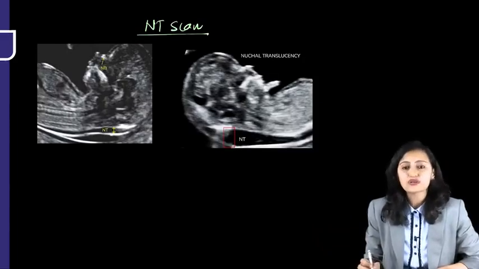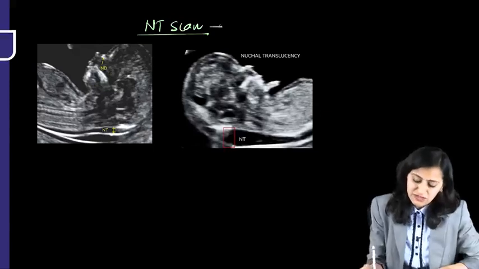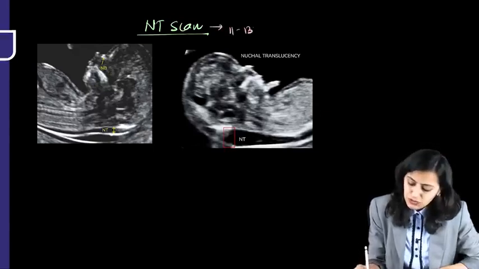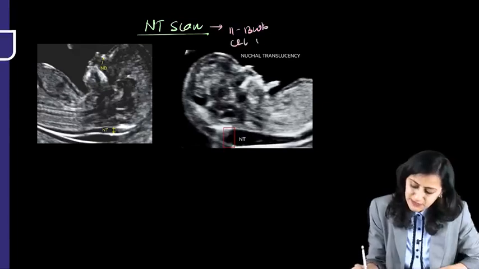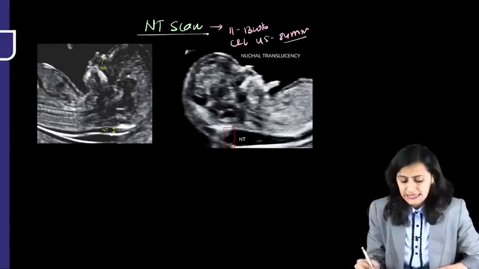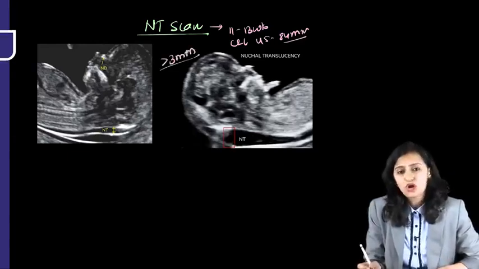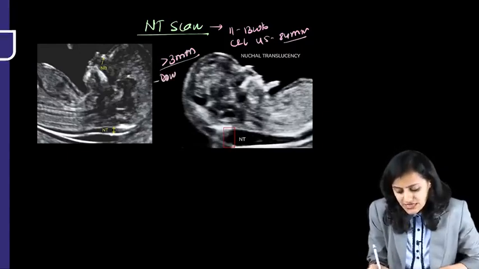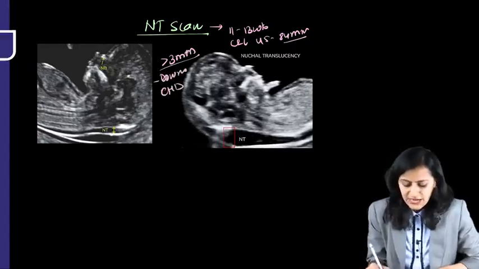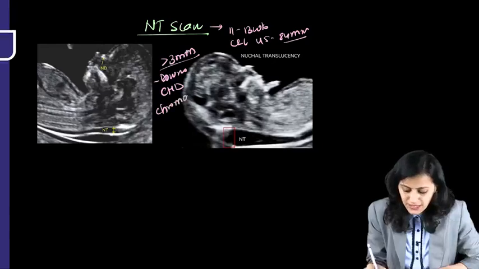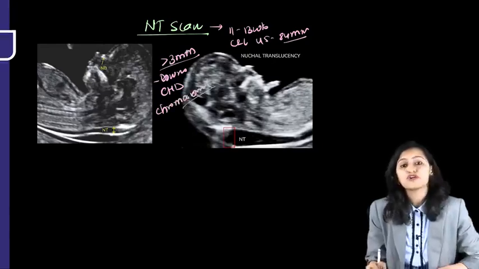NT scan. NT is the nuchal translucency scan, which is done in the first trimester around 11 to 13 weeks, when the CRL is between 45 to 84 millimeters. And increased NT, for our exam, let's take more than 3 millimeters as abnormal, and it is associated with Down syndrome, congenital heart defects, and other chromosomal abnormalities. It is not specific for Downs.